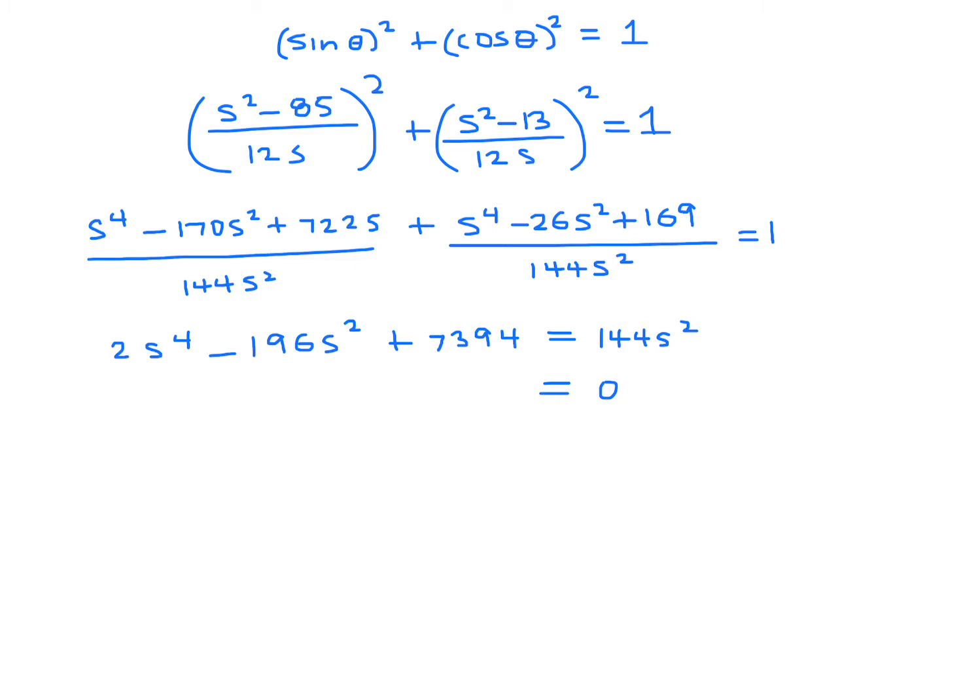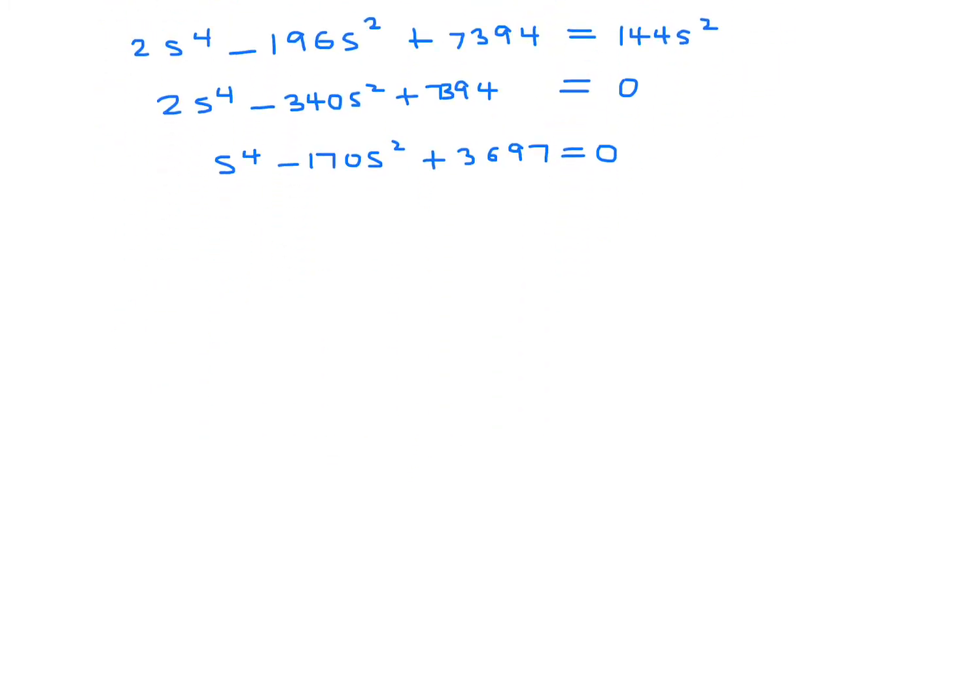And then putting everything on one side, this will be 2s to the power of 4 minus 340s squared plus 7394. And I think I can divide through by 2 to give me s to the 4th minus 170 s squared plus 3697. And there you go. All right.